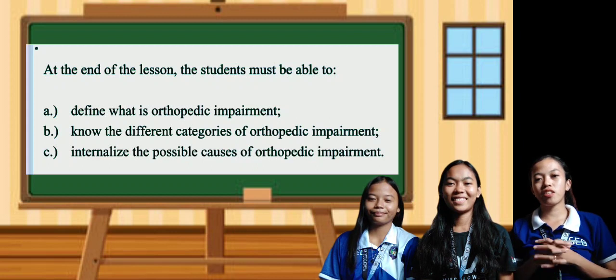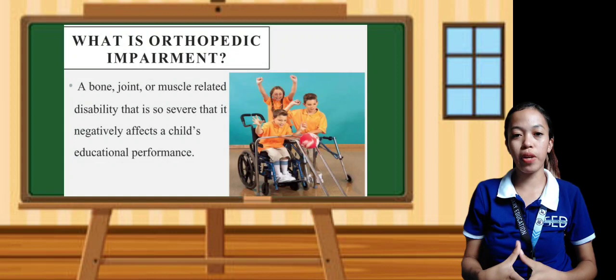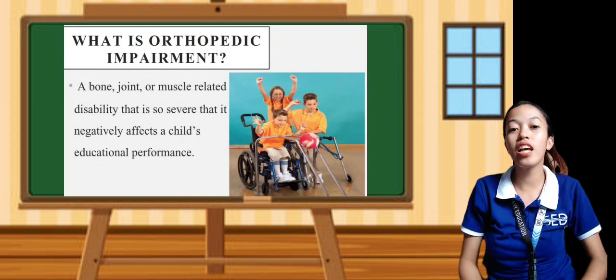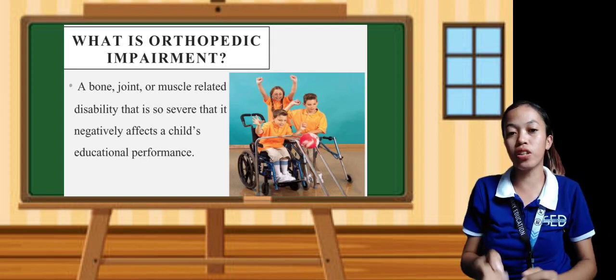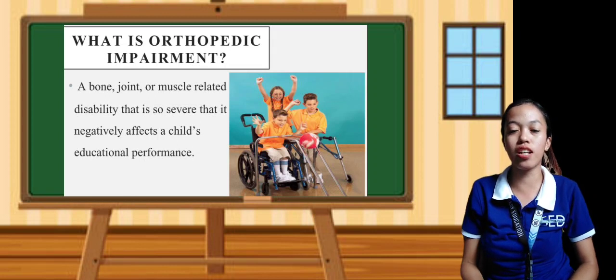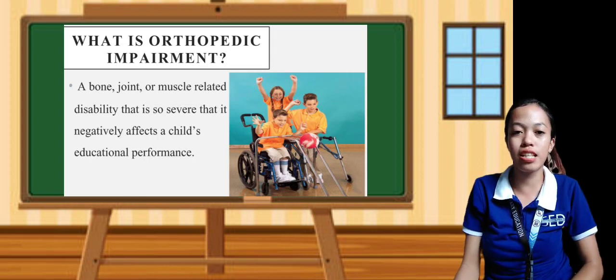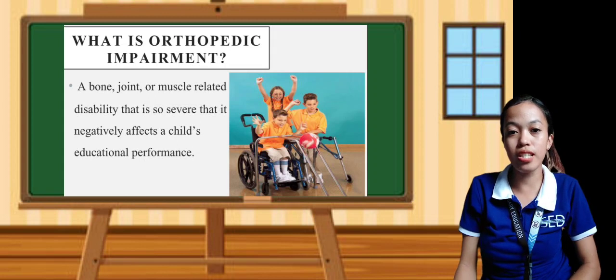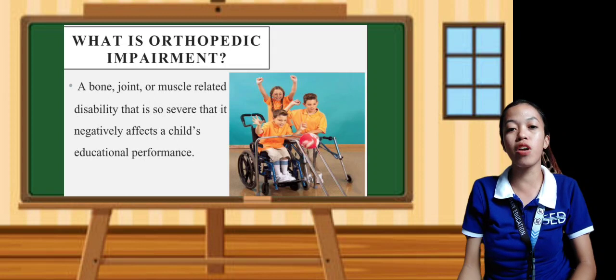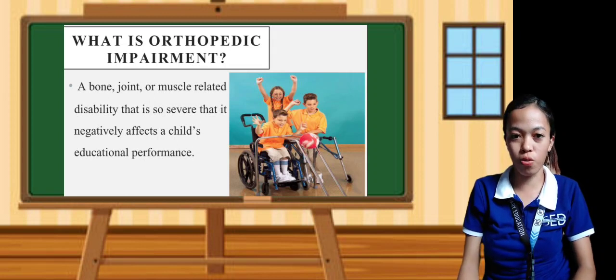So let's begin the discussion by defining what is orthopedic impairment. Orthopedic impairment means a severe orthopedic impairment that adversely affects a child's educational performance. The term includes impairments caused by a congenital anomaly, impairments caused by disease, examples of which are poliomyelitis and bone tuberculosis, and also impairments from other causes such as cerebral palsy, spina bifida, amputations, and fractures or burns that cause contractures.